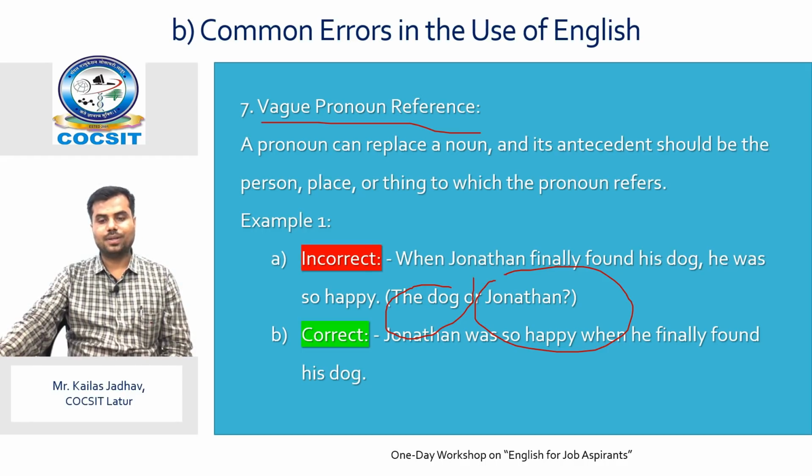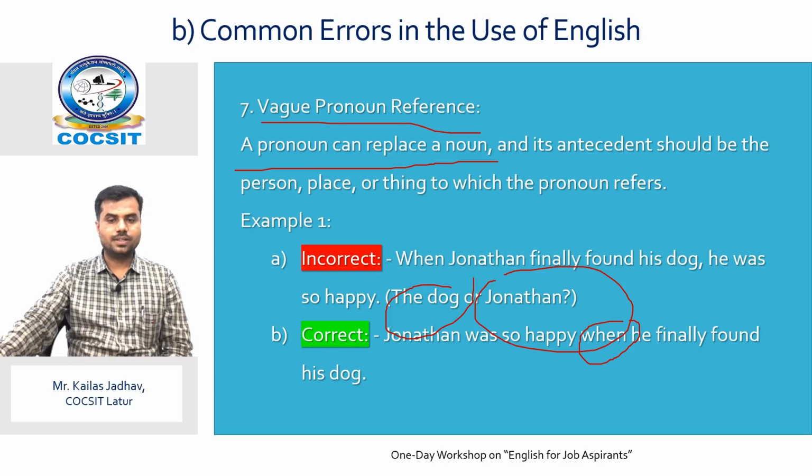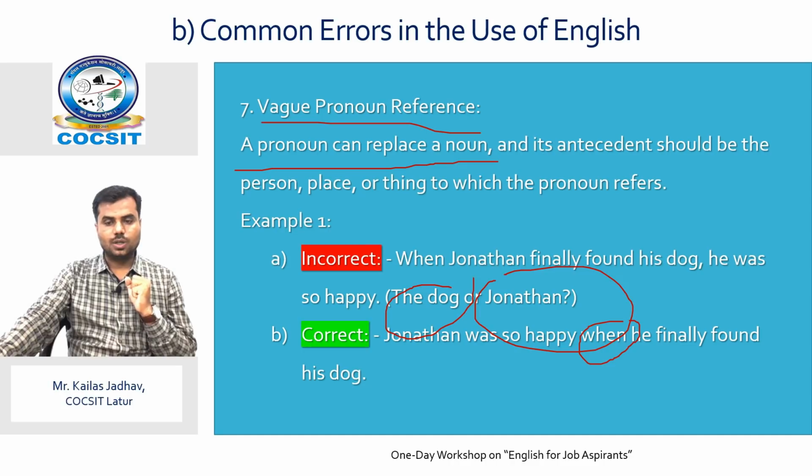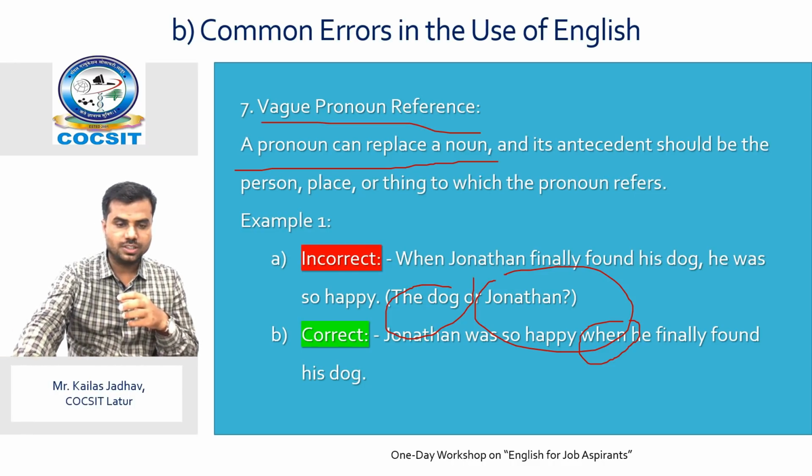Jonathan was so happy when he finally found his dog. Now a pronoun can replace a noun. Are you getting it? And its antecedent should be the person, place or thing which the pronoun refers to. Okay, so such kind of vague pronouns can be used. When Jonathan finally found his dog, he was so happy. Jonathan was so happy when he found. Look at this. Which one should be used first? That should be understood here in the text.